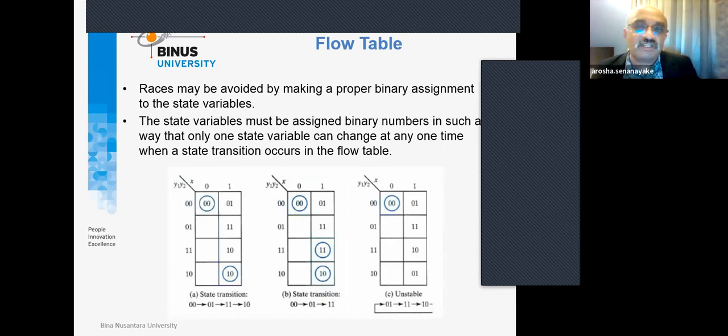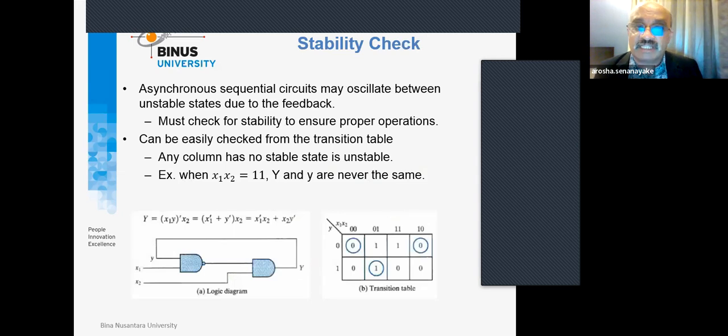So the expectation is, when it comes to preparation of the flow table, that you make the binary assignment of state variables so that the state changes from one to the other by changing only one binary value, so that there will be no problem. But of course, we still have to see some critical examples to understand that.